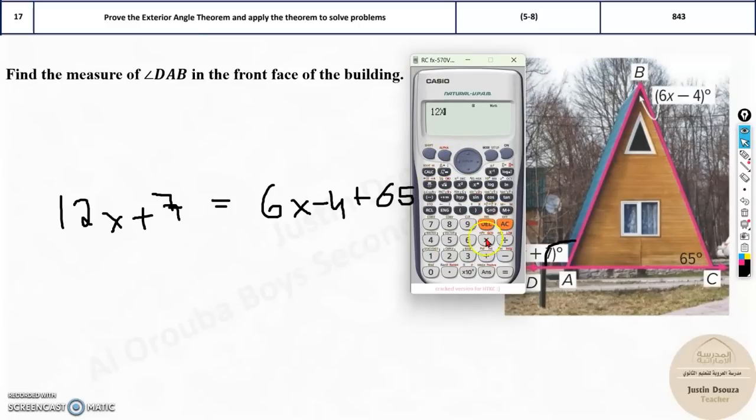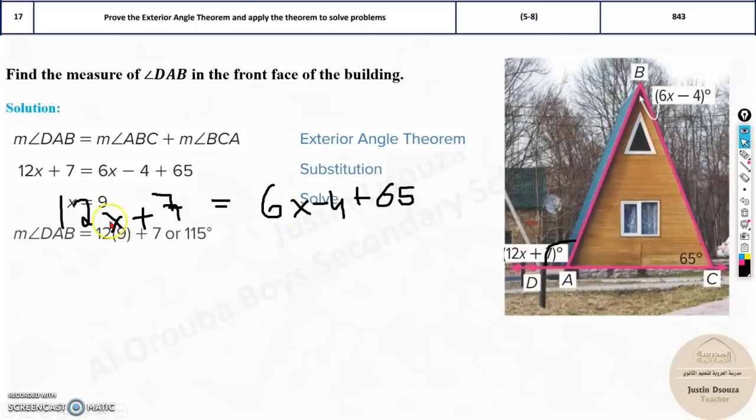So 12x plus 7 equals, see the exterior, okay, that was wrong. The exterior angle equals the sum of the opposite interior angles. Okay, that is very important. Now 6x minus 4 plus 65. Shift and solve, you'll get the answer to be 9. That's the final answer. That's it.